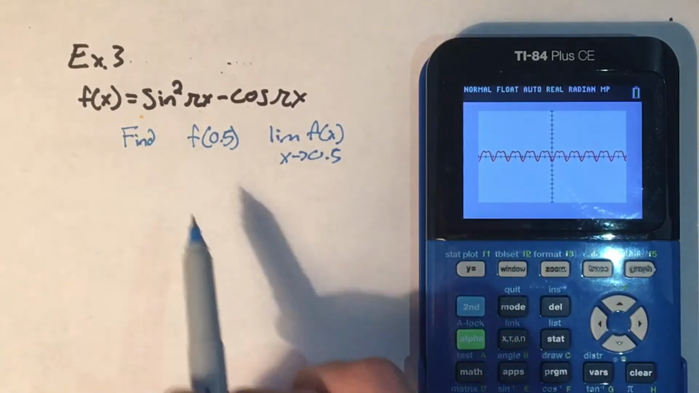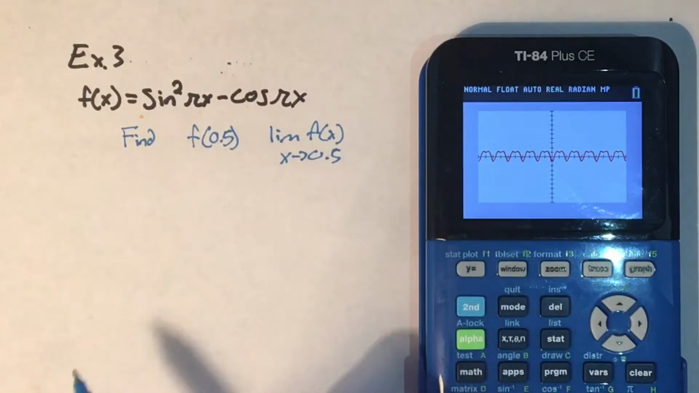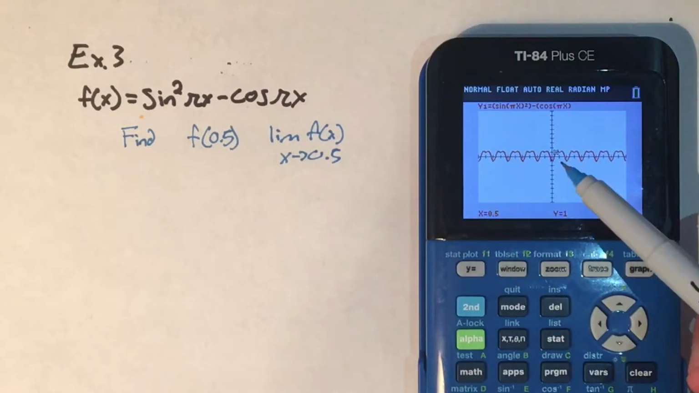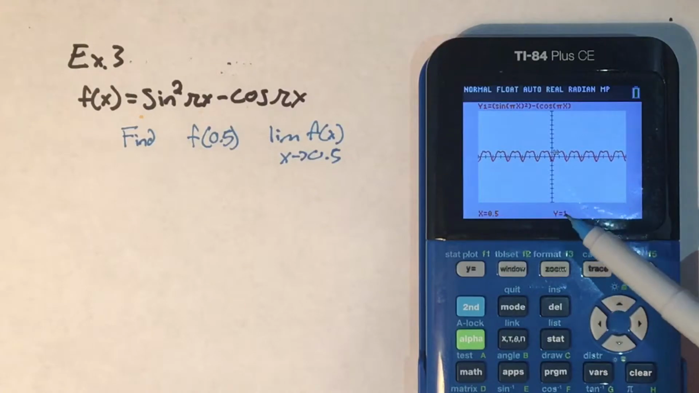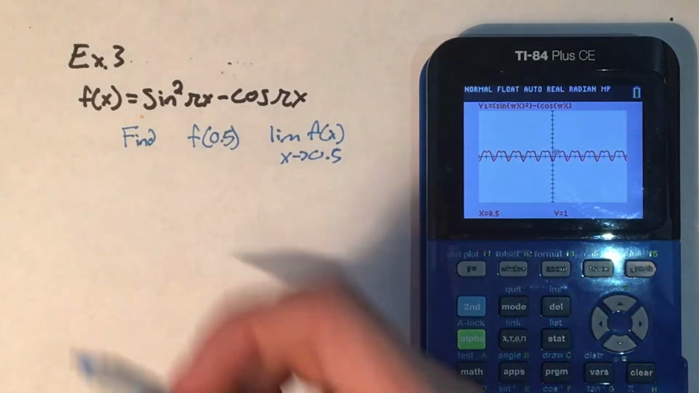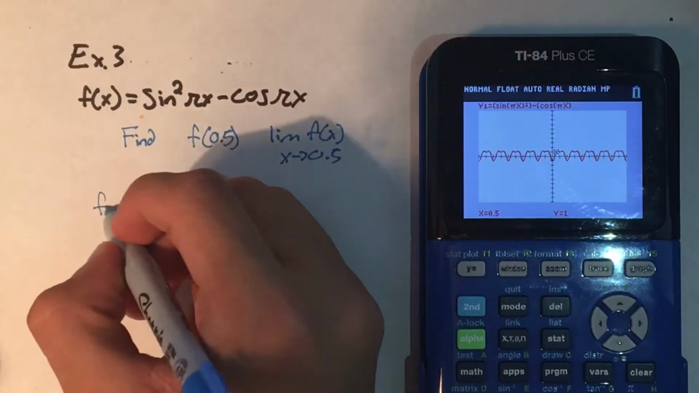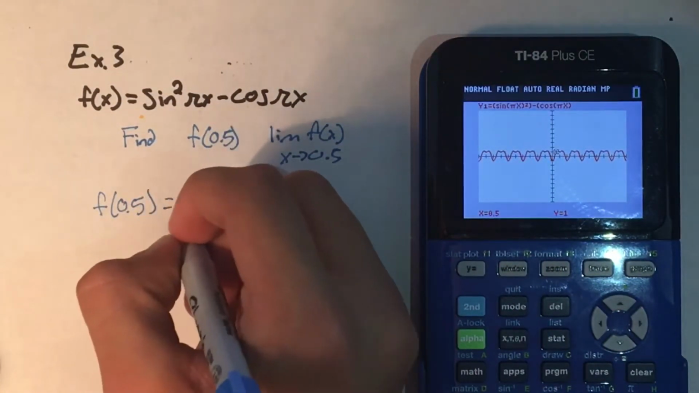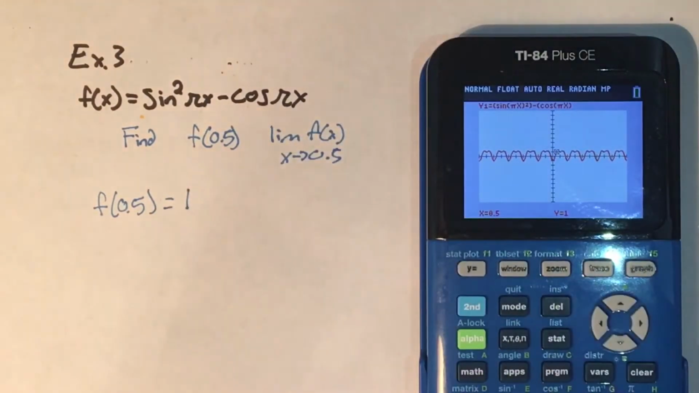And the first step is find f of 0.5 or 1/2. Simply click trace, type in 0.5 down below, and click enter. The cursor should bring you to x equals 0.5 and the y. We have here y equals 1. So f of 0.5 is equal to 1.